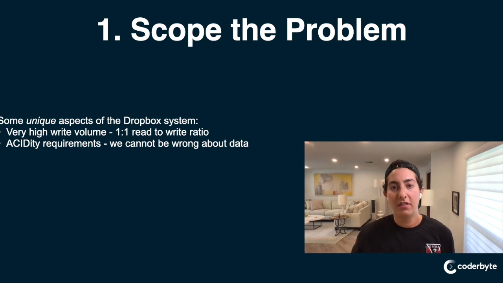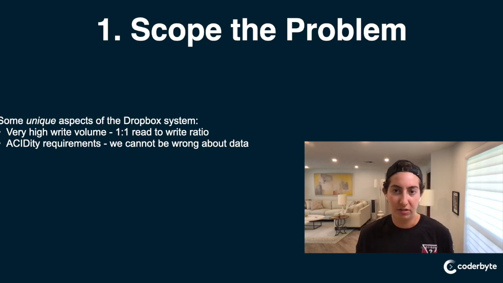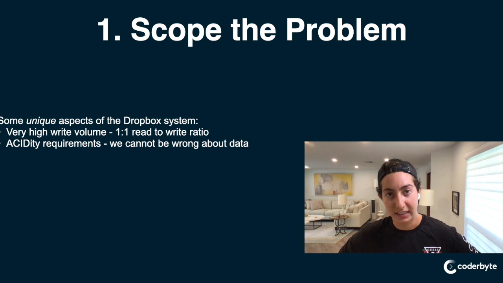So this is another unique aspect of the Dropbox system. It's not as unique as the read to write ratio, but it's important to be aware of at the onset. We have some ACID requirements. We can't be wrong about the data. Dropbox would be entirely not as useful if, for example, sometimes we wrote stuff and it didn't get saved. Okay, 90% of the time it gets saved? No. When you write stuff to a file, you want it to accurately be saved and synced.